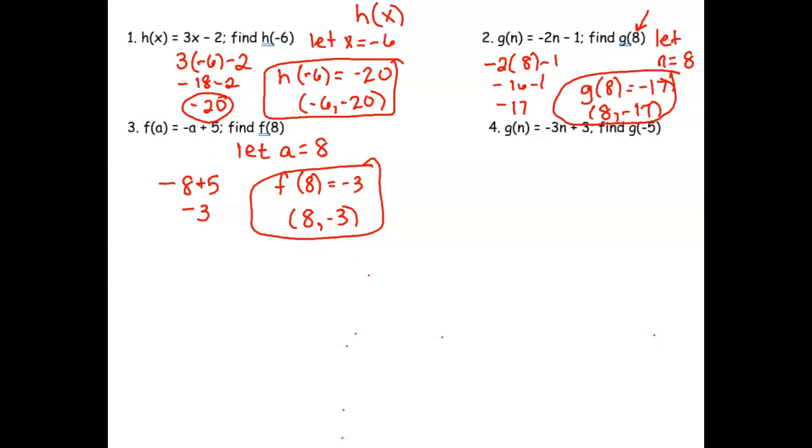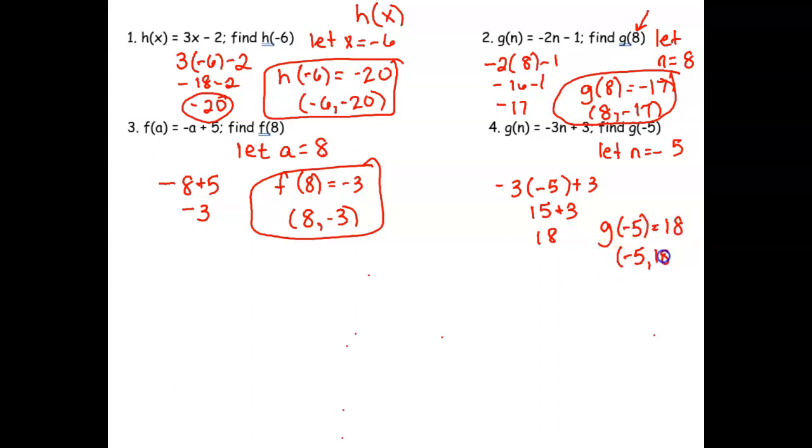All right, and then in the last one, we're letting our n be equal to -5. So -3 times -5, plus 3. We've got 15 plus 3 is 18. So g of -5 is equal to 18, or an input of -5 gives us an output of positive 18.